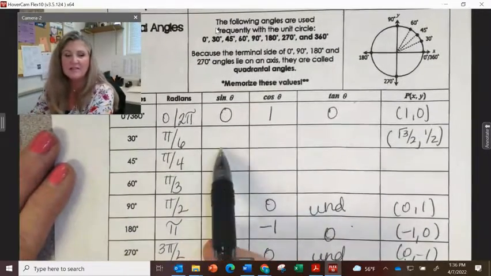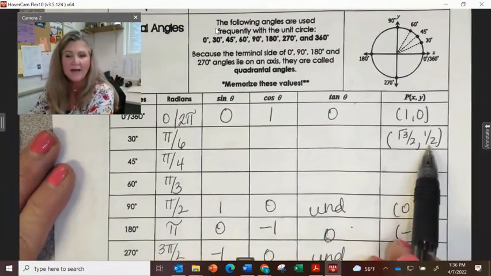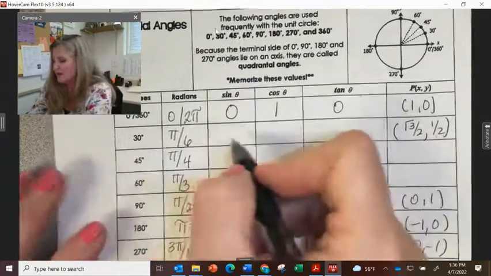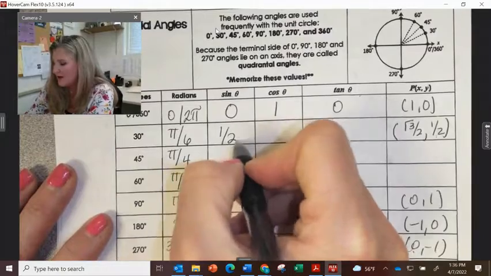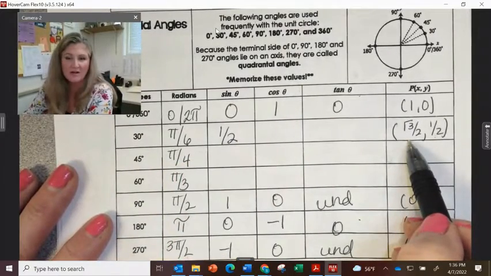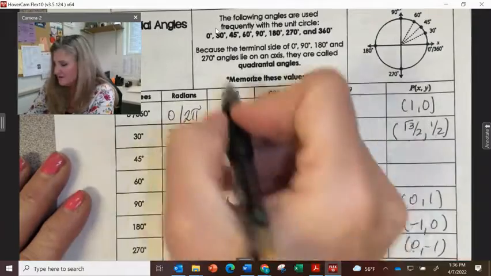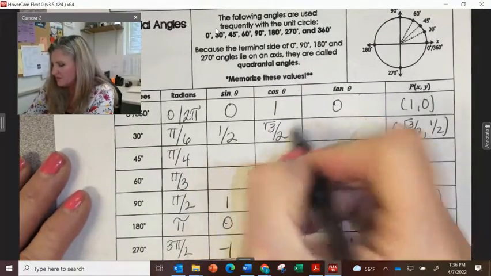So for 30 degrees, the sine is going to be y over r. What did I say our r is always going to be? So what is y over r going to be here? 1/2. X over r. Well, r is just 1, guys. So what is x here? Radical 3 over 2. Okay?